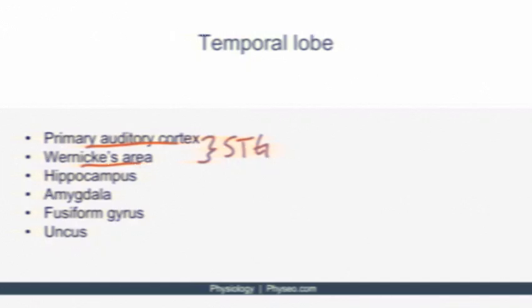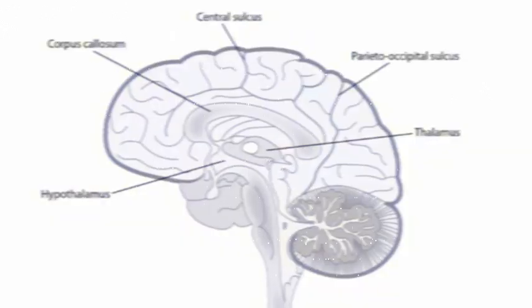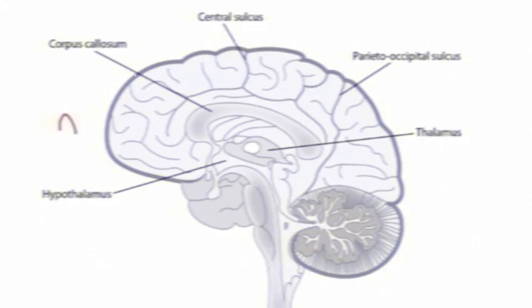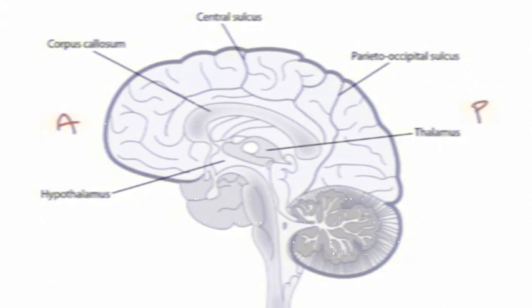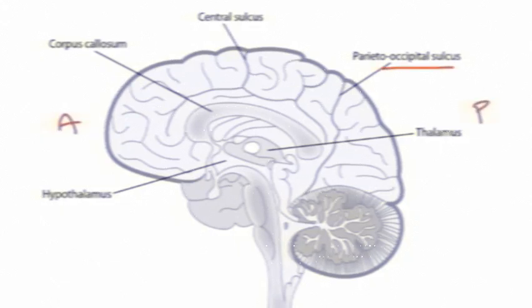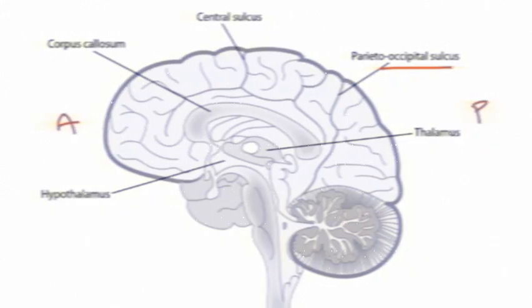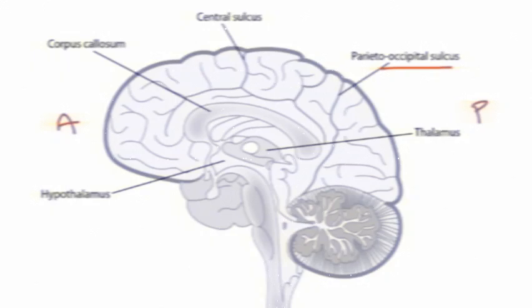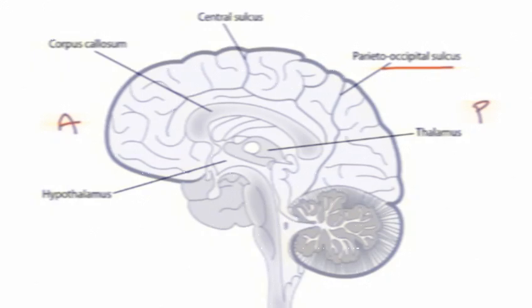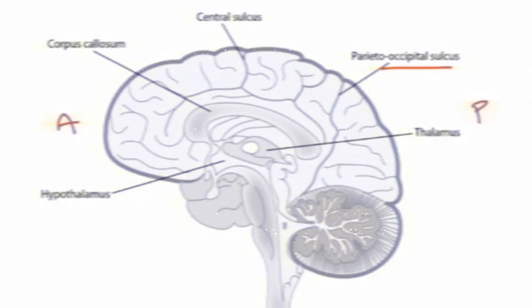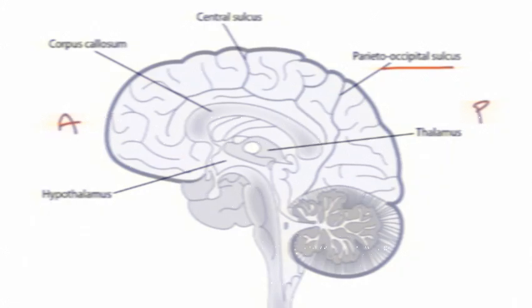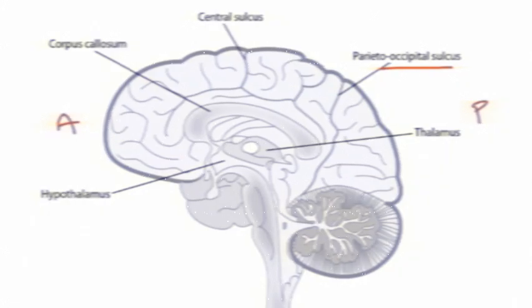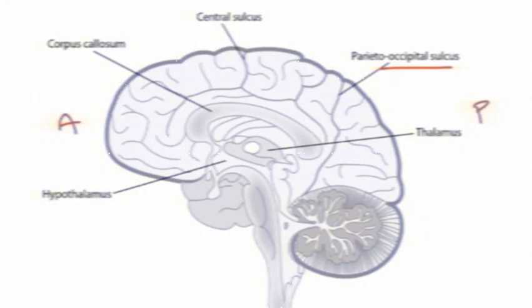Okay, let's talk about the occipital lobe. Again, this is figure 8.3, which is a mid-sagittal view of the brain. This is anterior, and this is posterior. Recall that the parieto-occipital sulcus separates the parietal and occipital lobes. For step 1, it's most important to know that the occipital lobe houses the primary visual cortex. Damage to the occipital lobe would result in visual impairments, which we'll talk about in more detail when we cover ophthalmology.